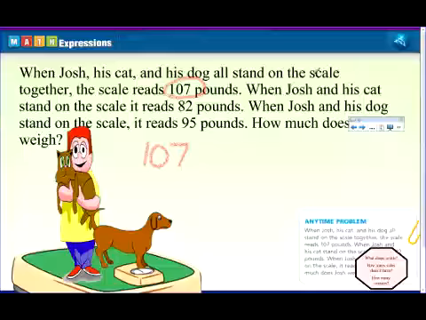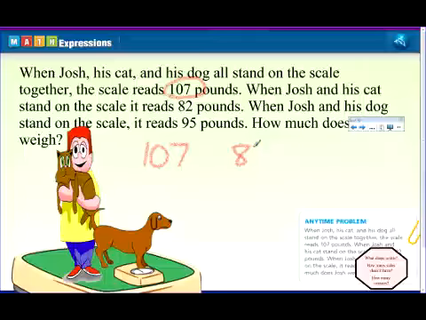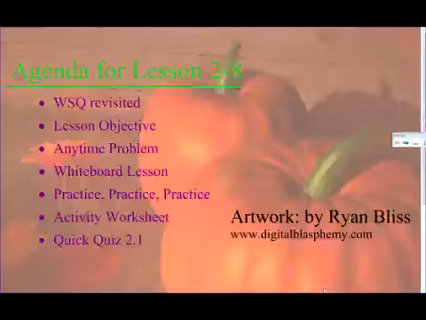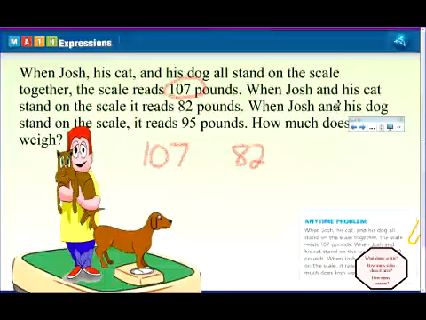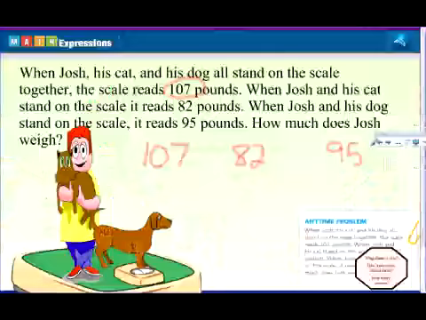We know that when Josh and his cat are on there, it's 82 pounds. And when Josh and his dog are on there, it's 95 pounds. So we need to figure out what is the difference. How much does Josh weigh? I'll let you think about that. Pause the video.